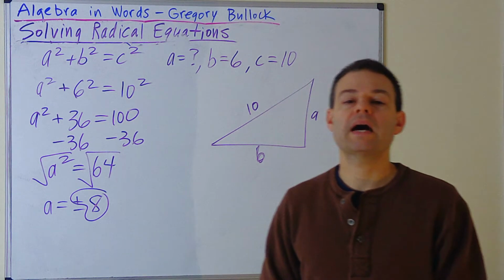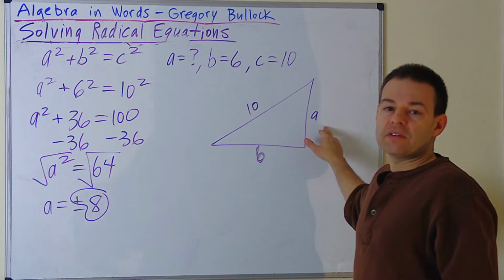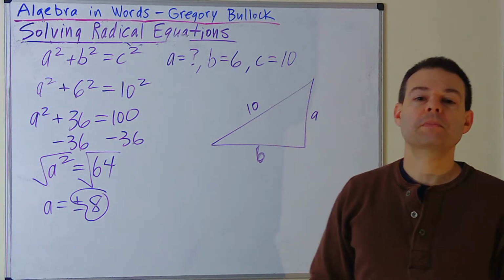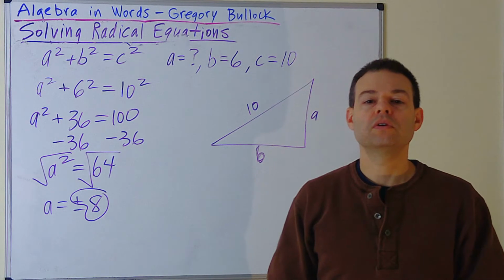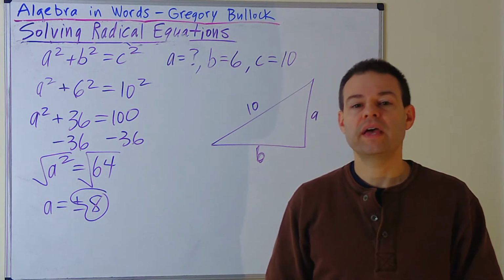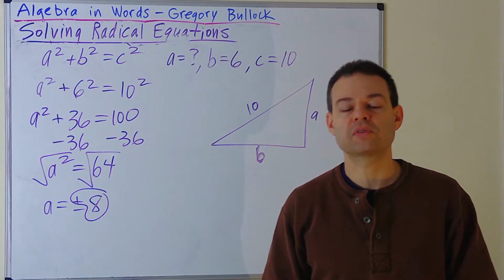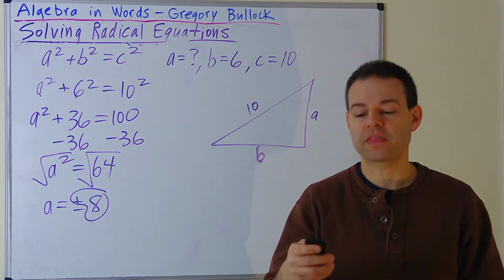Now, just to point out that in this problem, one of the sides, either A or B, was the unknown. In the next problem that we're going to do, the side C is going to be the one that's unknown. And the way that we do the problem is we start the same, but the final steps are just going to be a little different. So let's take a look at that in a second.